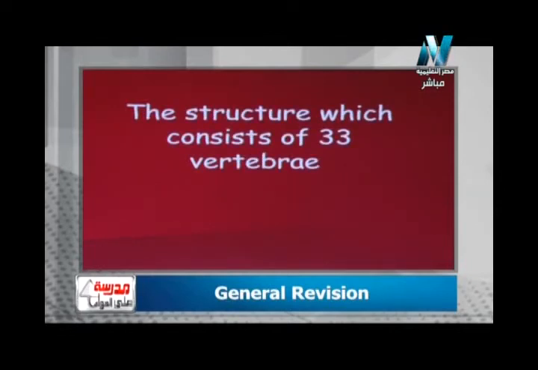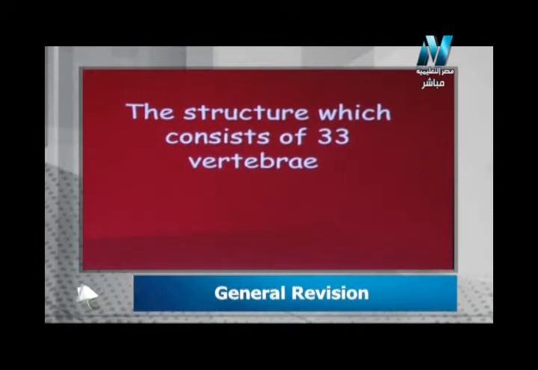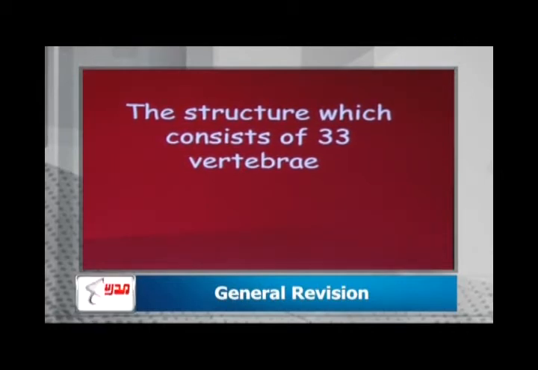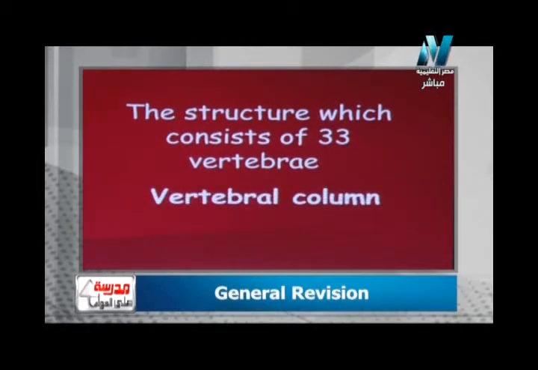Another question. Structure which consists of 33 vertebrae. Structure يعني تركيب أو عضو في جسم الإنسان. Again, structure هنا مقصود بيها مش تركيب خارج جسم الإنسان، لا مقصود بيها an organ inside the human body. So, which consists of 33 vertebrae. Surely, I'm sure all of you know this question. It will be the vertebral column or the backbone. العمود الفقري هو اللي بيتكون من 33 vertebrae.